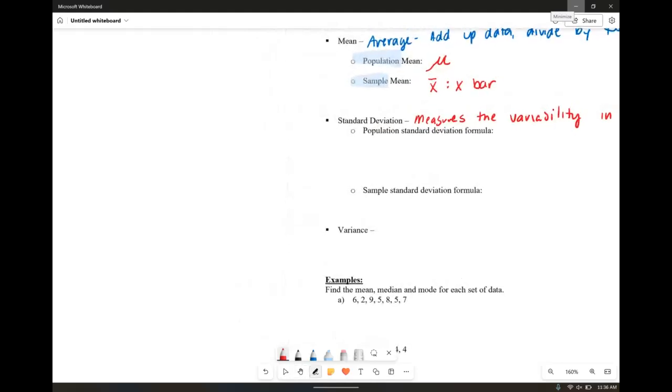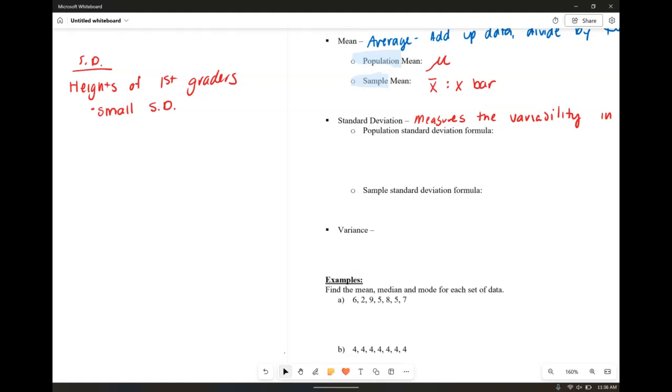When we talk about standard deviation, let's say we talk about the heights of first graders. All right, the heights of first graders would have somewhat of a small standard deviation because most first graders are about the same height. You got some that are shorter and some that are taller, but they're all pretty close together. Okay, so the data is close together.